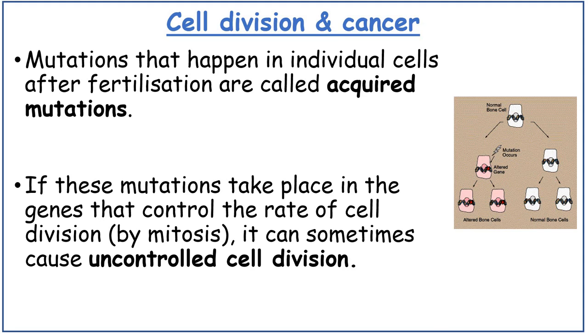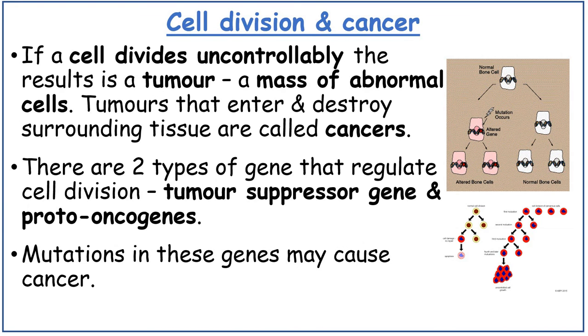If these mutations take place in the genes that control the rate of cell division by mitosis, it can sometimes cause uncontrolled cell division. If a cell divides uncontrollably, the result is a tumour, a mass of abnormal cells. Tumours that enter and destroy surrounding tissue are called cancers. There are two types of gene that regulate cell division: tumour suppressor genes and proto-oncogenes. Mutations in these genes may cause cancer.